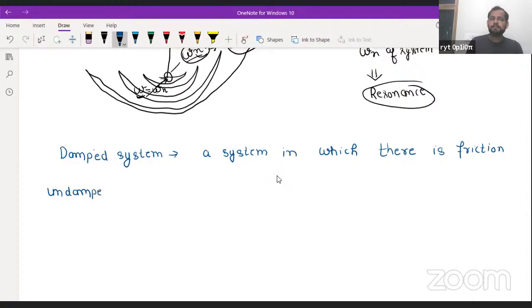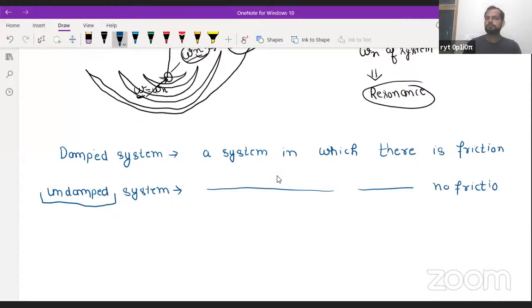Undamped means a system in which there is no friction. I hope that now the term undamped is clear to you. Is it clear? To gradually reduce the vibration per cycle. Very good.